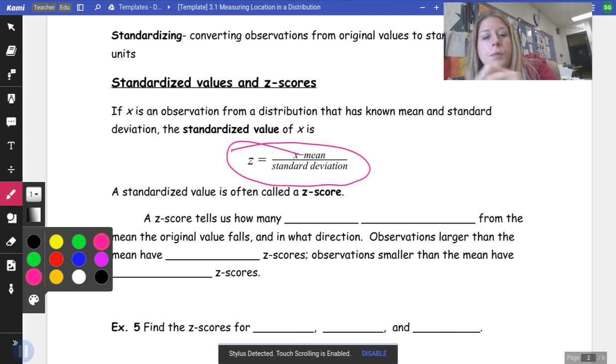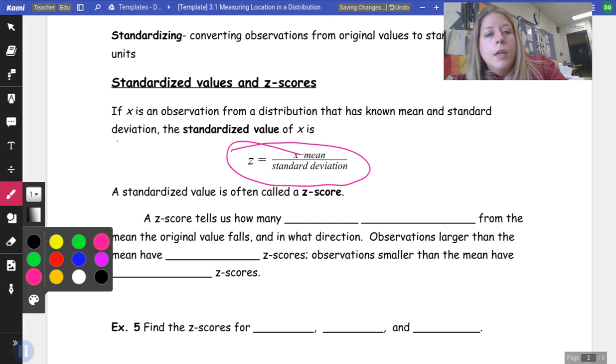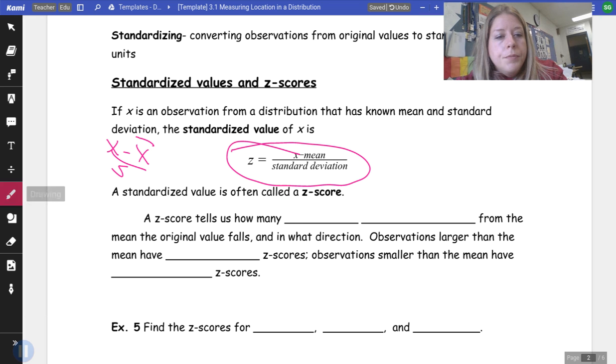Alright, to standardize something, you're going to use this formula. Z equals x minus the mean, which we say x bar, over the standard deviation. And this is called the z-score. The z-score tells you how many standard deviations from the mean an original value falls and in what direction. Observations larger than the mean have positive z-scores, and observations smaller than the mean have negative z-scores.